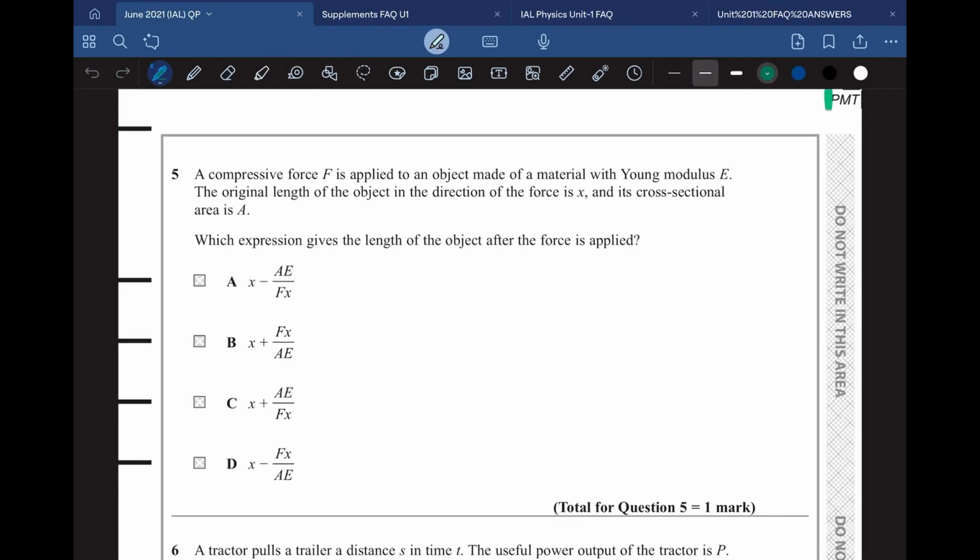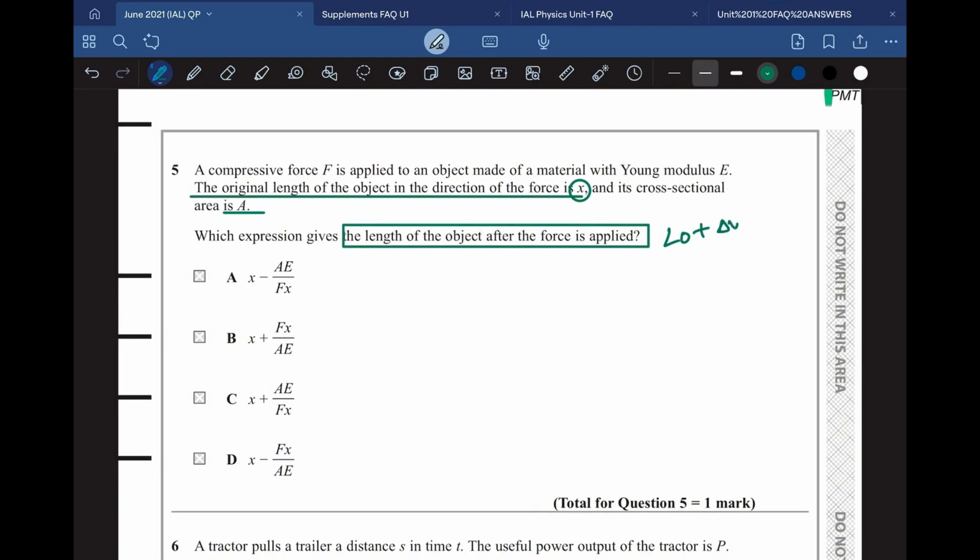Another tricky question. A compressive force is applied to an object made of material with Young modulus E. The original length of the object in the direction of the force is x. This is a very important thing, that the original length is x. And its cross-sectional area is A. Which expression gives the length of the object after the force is applied? So the length of the object after the force is applied includes the L naught plus the del x, right? Because this was the original length and this is the change in the length. So the original length plus the change in the length is the actual length of the object after the force is applied, right? This is the main thing.